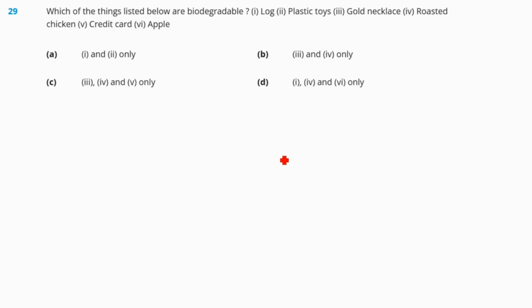Question number 29. Which of the things listed below are biodegradable? You can understand log is biodegradable. Next we have plastic toy. This is not. Gold necklace. No. Roasted chicken. Yes.